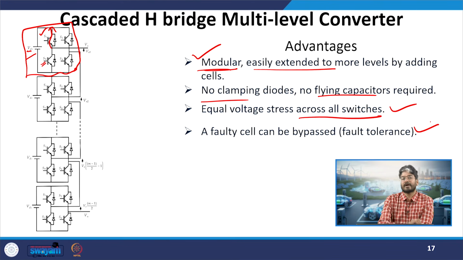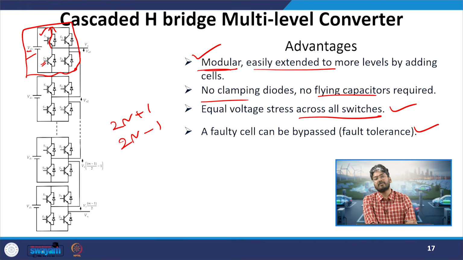Now, if we have a fault in one of the cells, I can easily bypass it and still continue the operation, suppose I do not have any extra cells available with me. So I can just reduce the number of levels. It will reduce from 2n plus 1 to 2n minus 1. So two levels will be reduced if I have one fault in one H-bridge. But still I can continue the operation of the circuit till I get a scheduled outage of this circuit.